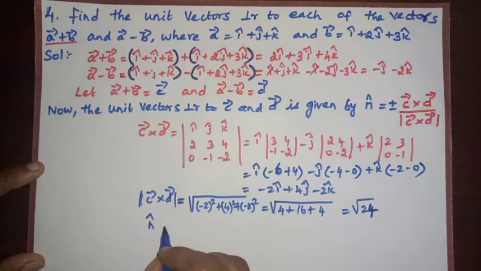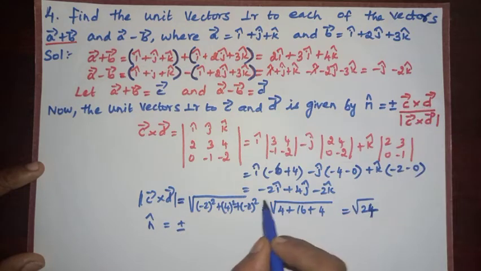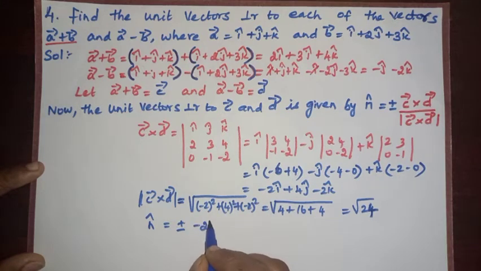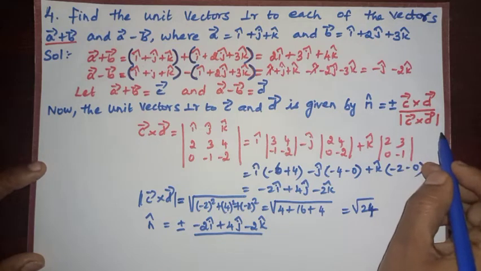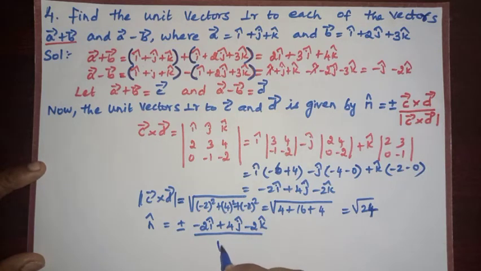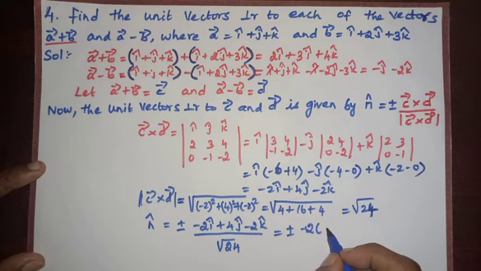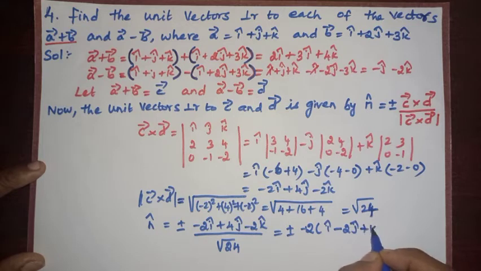Next we need to find n cap. n cap equal to plus or minus C vector cross D vector, which is minus 2i plus 4j minus 2k, by the magnitude of C vector cross D vector, which is square root of 24. So in the numerator, I am going to take 2 commonly out, that is minus 2 commonly out. Then I have i minus 2j plus k. And I am going to write square root of 24 as square root of 4 into 6.